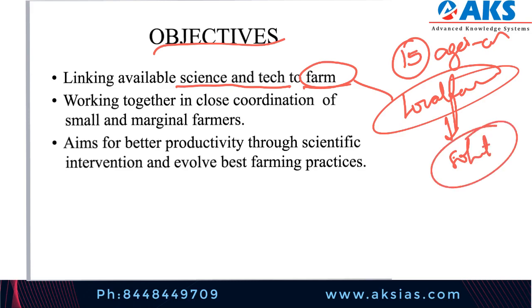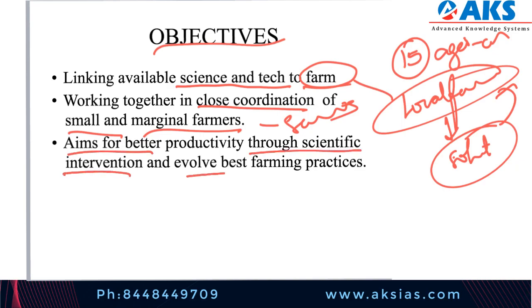See, every climatic zone has its own climate, and according to it, precise solutions have to be given. So, local farmers will be empowered and solutions will be given to them. Next is working together in close coordination of small and marginal farmers with that of scientists, as we have discussed. It aims for better productivity through scientific intervention and evolving best farming practices.